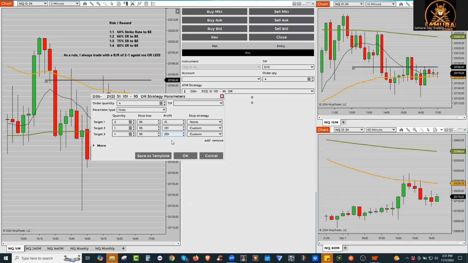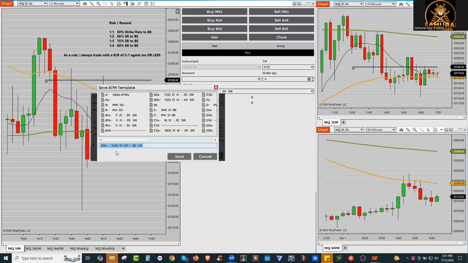Now, how would I determine my 1-to-1 risk reward? I add up all my profit, which is 340, and I divide that by 4, which is about 80. I can take 80 ticks worth of risk and be at 1-to-1 risk reward. Okay, save the template. 4A.